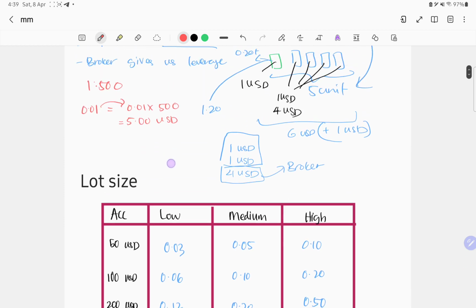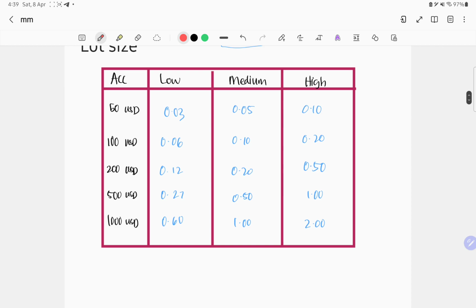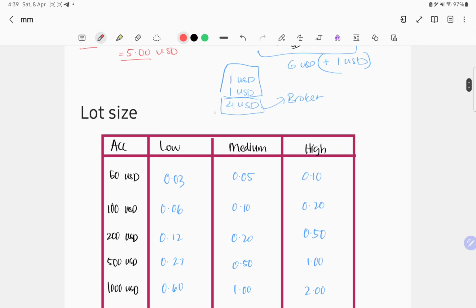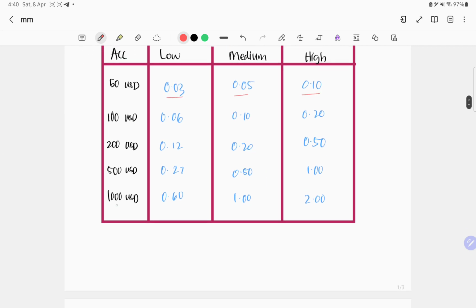And then based on leverage, since 0.01 is considered as $5, you must know how to manage your lot size in trading as well. This part, you can just focus on by taking note. If your account is only 50 USD, for risk management, the low risk for a 50 USD account, you can put 0.03, then medium 0.05, and then high risk is 0.10. The same applies up to 1000 USD.